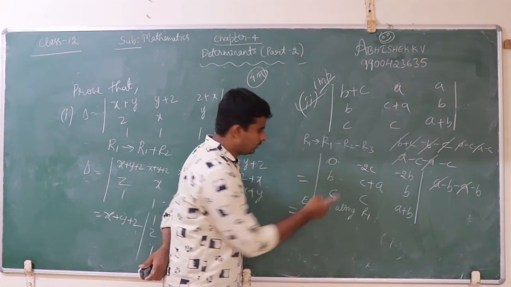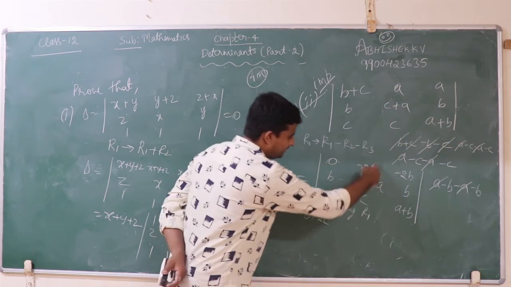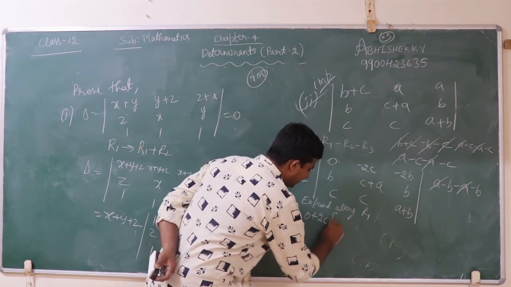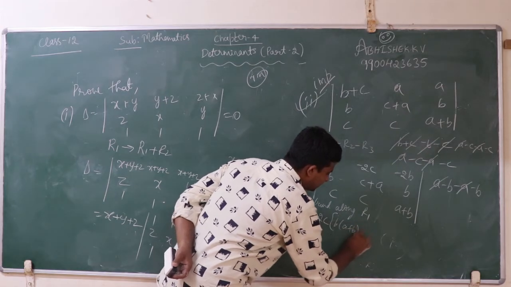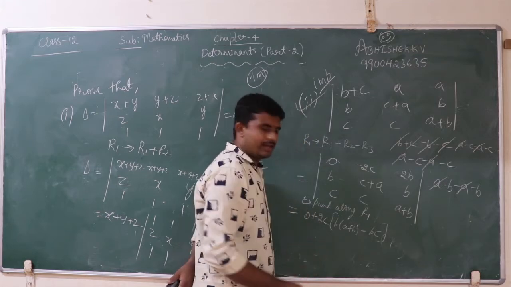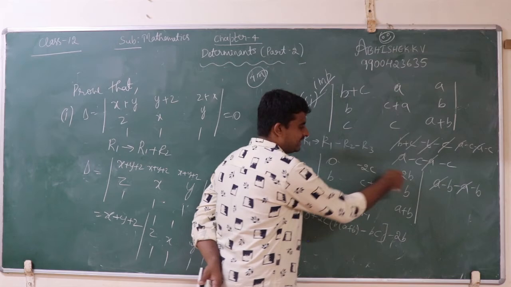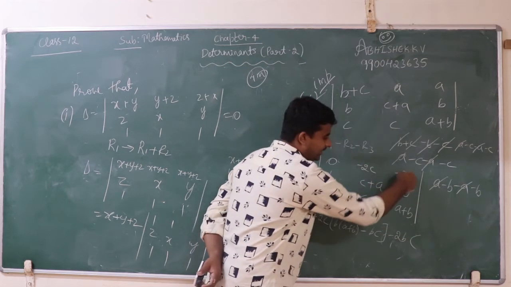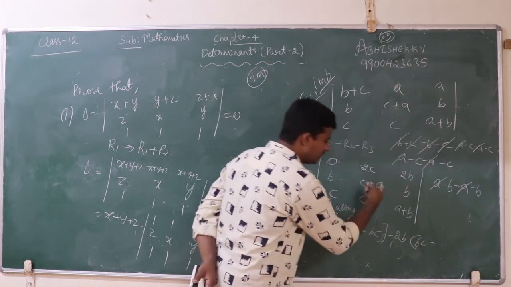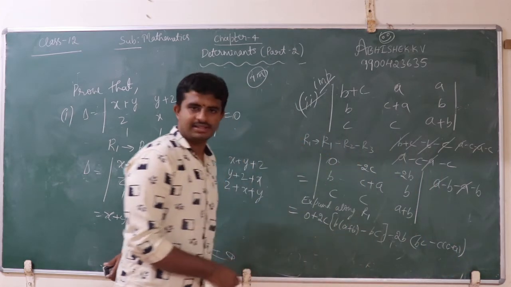Then 0 into anything is 0. Plus minus, minus into minus, plus 2c. Delete this column and this row: b into 2c, into b into a plus b, minus b into c, bc. Then minus, plus into minus, minus 2b; plus minus plus into minus 2b. Deleting this column and this row: b into c, bc, minus c into c plus a.